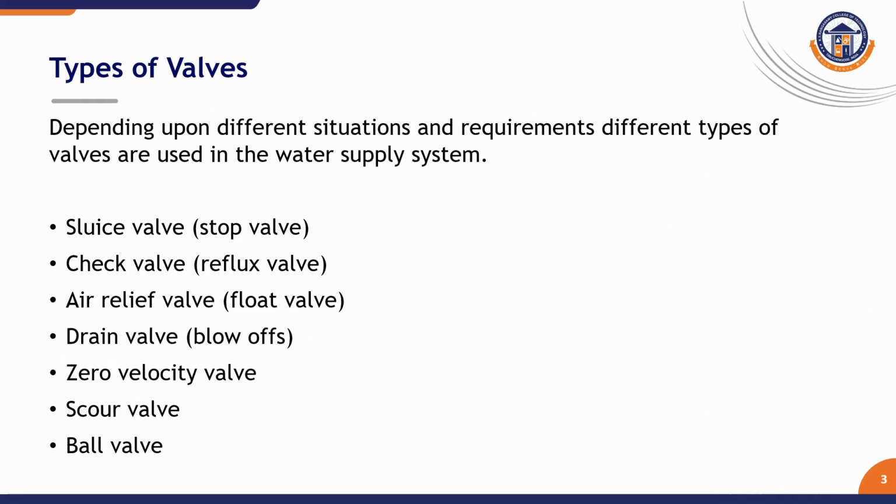There are many types of valves, each serving specific needs based on flow conditions, pipe layout, and maintenance requirements. Some commonly used valves in water supply system include sluice valve, check valve, air relief valve, drain valve, zero velocity valve, scour valve, and ball valve. Let's now look at each one in detail.